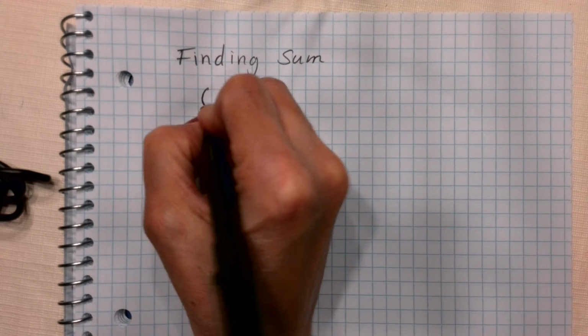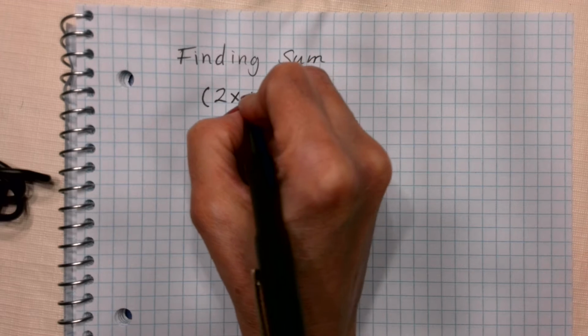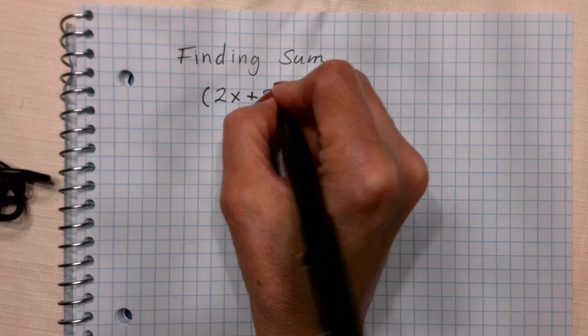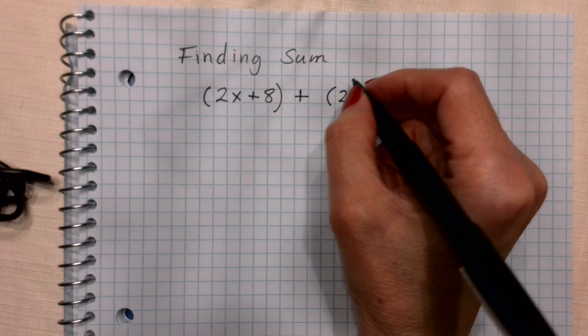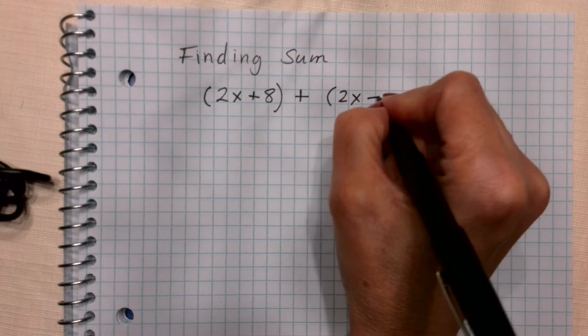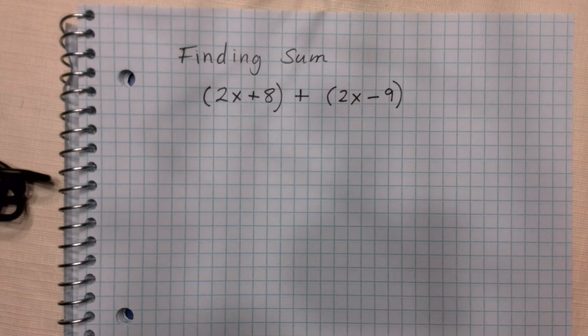So if you have something like this that says like 2x plus 8 and then plus 2x minus 9. So something like that.